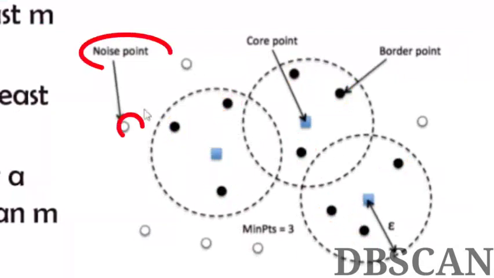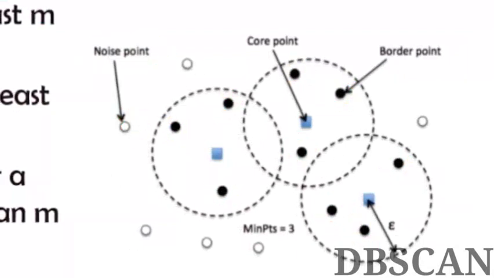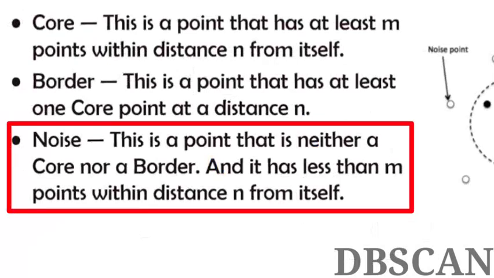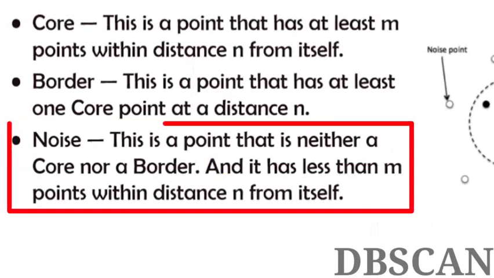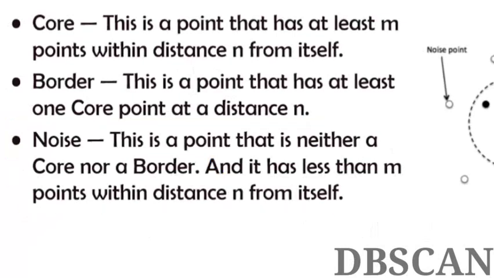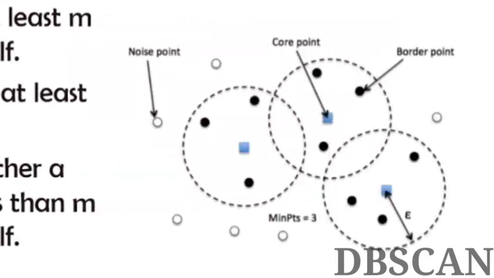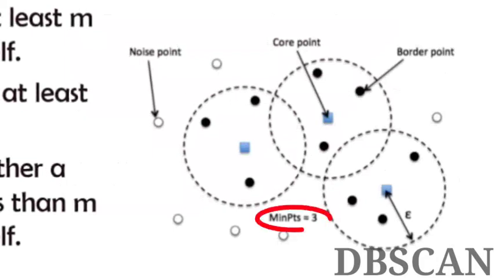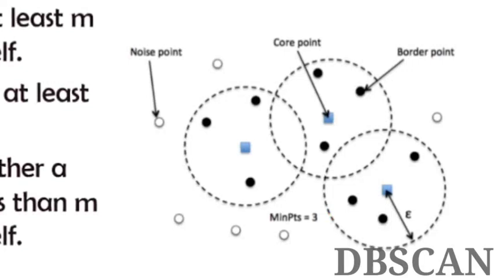And finally the noise. These are points that are neither core nor border, so it has less than m points within the distance of n from itself. So it is the noise point, which is kind of the outliers. Also on the right hand side the minimum points is 3, as mentioned over here. That will be our final outcome with respect to DBSCAN.